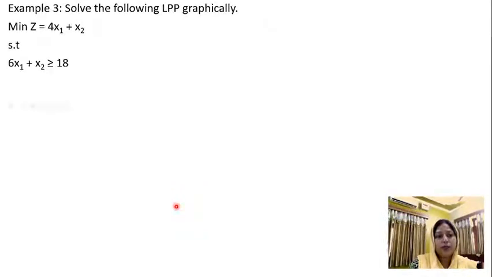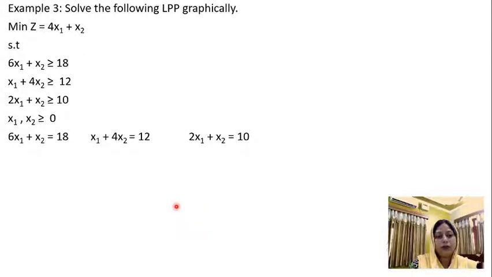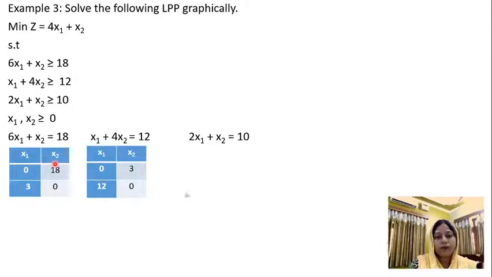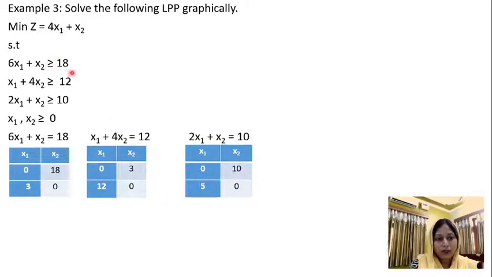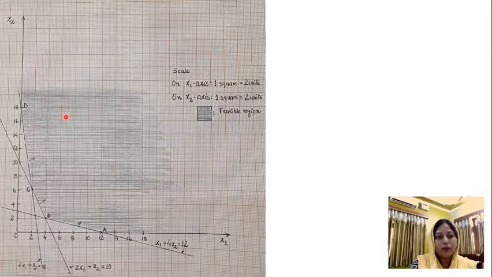x1 plus 4x2, subject to these. So I'll plot my lines treating the inequations as equations and find the vertices. So 0, 18; 0, 3; 0, 10 and so on. So now greater than or equal to 18, greater than or equal to 12, greater than or equal to 10. So let us move to this.